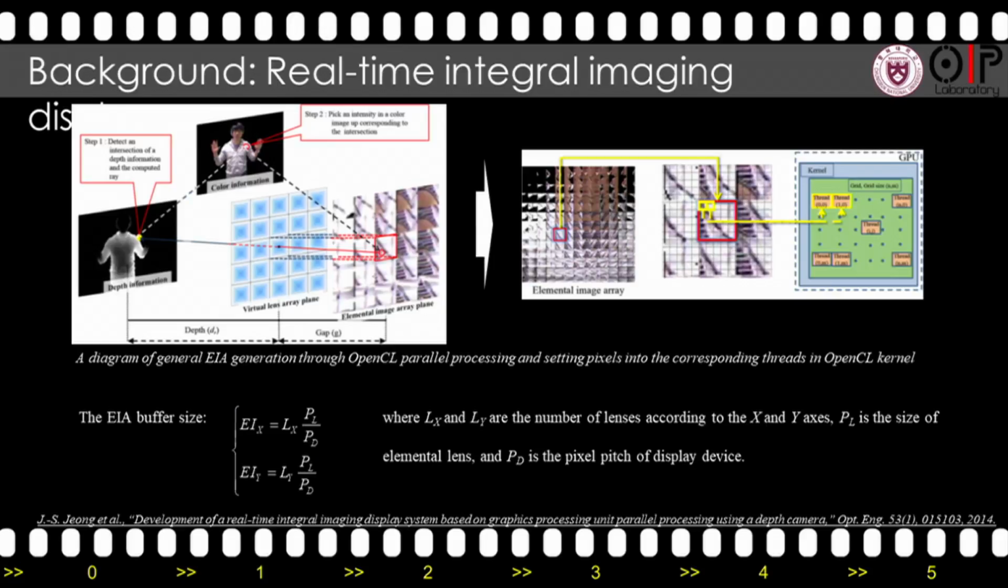In this case, each pixel of the elemental image array corresponds to a single thread in the OpenCL kernel. So all of the pixels of the elemental image array can be processed through the GPU cores at the same time. So at least the elemental image arrays can be generated rapidly from the moving objects. The elemental image array buffer size can be calculated by using these equations.